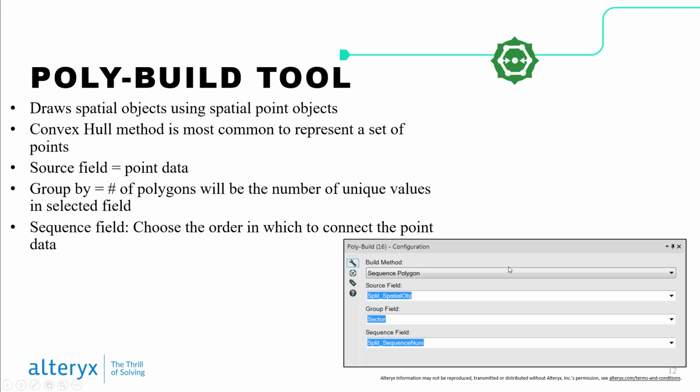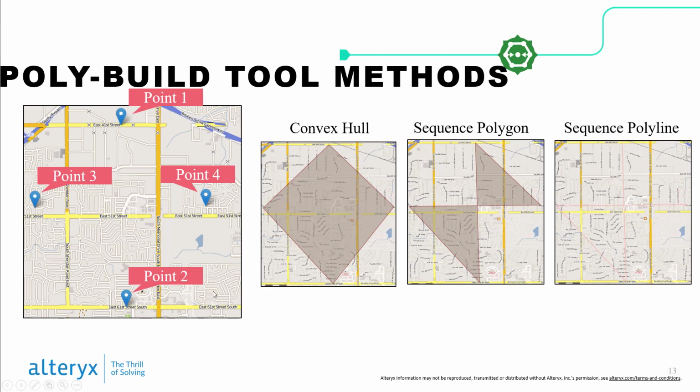Now the inverse tool that we have of that is called the polybuild tool. So this tool will take a series of points and build them up. So in this case, we have a sequence polygon. We'll say we have 5 points numbered 1 through 5. We can choose all those points and say group them by this value. In this case, we'll just assume we're one object, so there would be no group by. But we will say the source field that we want to group by is by these spatial objects, and the sequence that they're in is 1 through 5, so we'll draw them in that order.